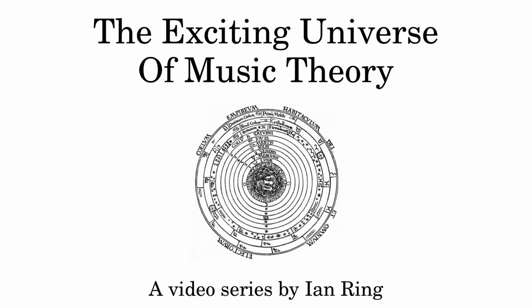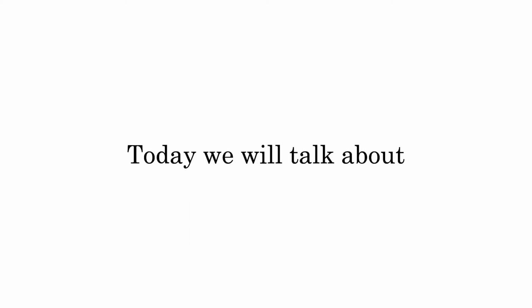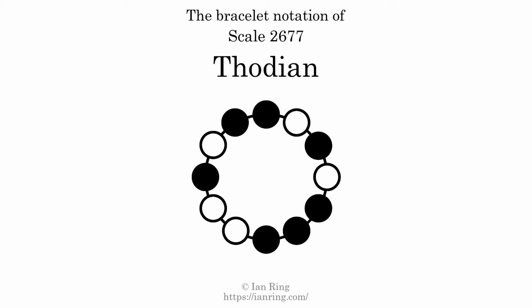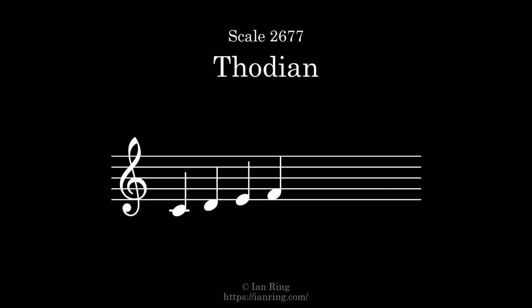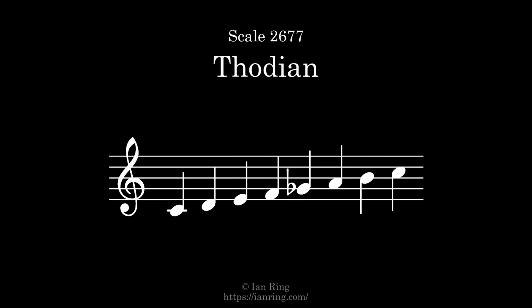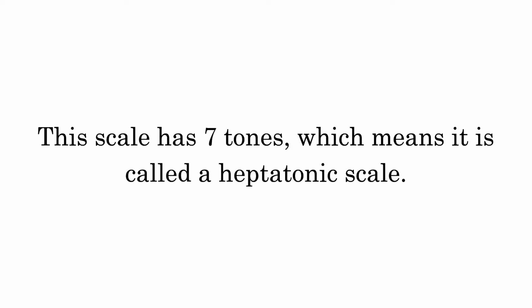Welcome to the exciting universe of music theory. Are you ready to learn? Then let's begin. Today we will talk about scale 2677, Thodian, which sounds like this. This scale has 7 tones, which means it is called a heptatonic scale.